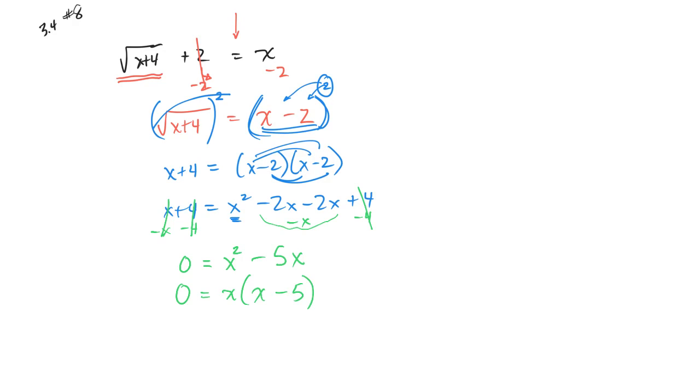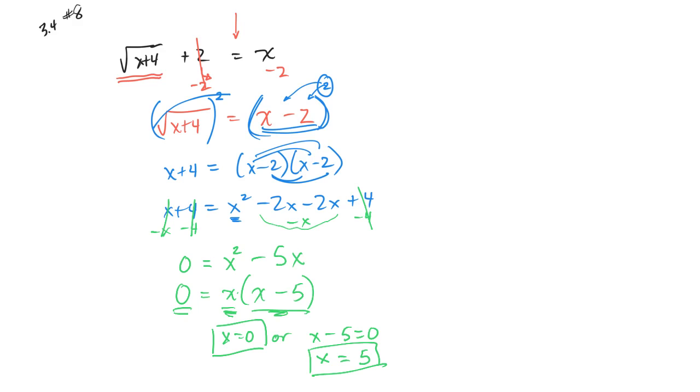leaving me with that. And now I can use the zero property that says if I multiply two things together and that gives me 0, one of these two things has to be equal to 0. So either x is equal to 0 or x minus 5 is 0. And then I'll solve this. I'll add 5 to both sides, and I'll get x equals 5. So my answers are x equals 0 and x is equal to 5.